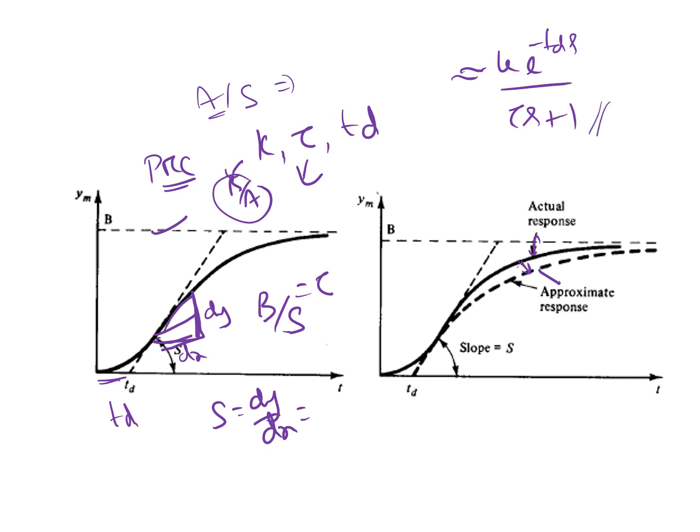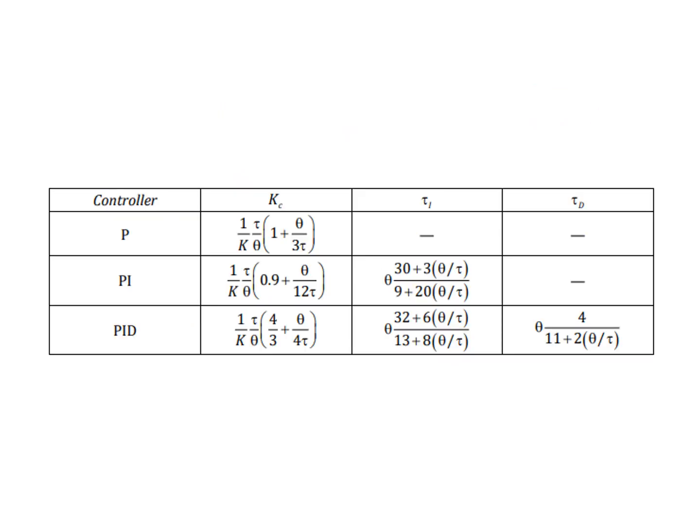Now we'll go to the semi-empirical formula. This is the formula. Once you know K, tau and TD, suppose you want to use a PID controller, this is your KC. To get the KC value, you substitute the K value, the TD dead time, and the tau value, and you will get one KC value. Similarly, you get tau I. In MATLAB you have to use only gain, so you have to take the inverse of it in the MATLAB exercise. So this is the semi-empirical formula.